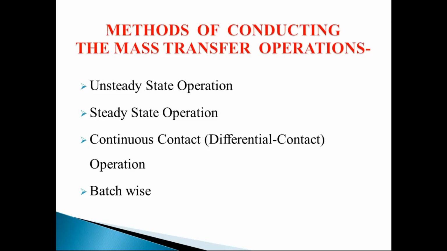What is the main objective for operating in batch? The main objective is to get the required quality of product. Okay, it is time consuming, but we can get the required quality of product in batchwise operation. So these are the main 4 methods for conducting the mass transfer operation. First one is unsteady state operation, second one is steady state operation, third one is continuous contact operation, and fourth one is batchwise operation.